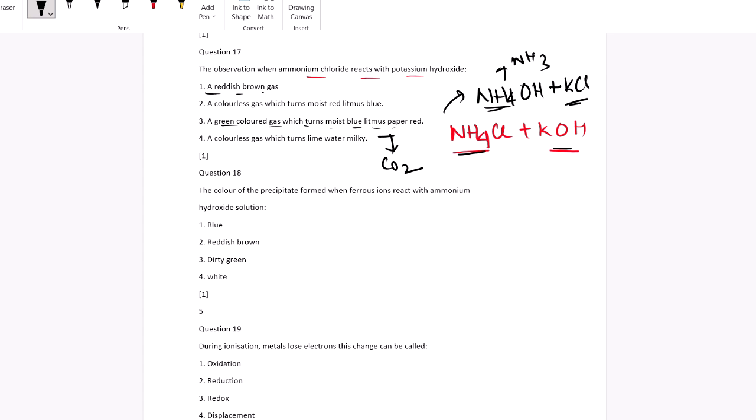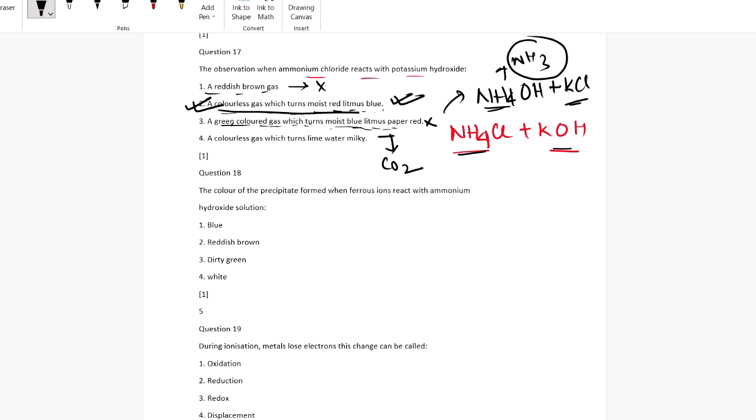Next option, a reddish brown gas, that means bromine gas, will not be liberated here. A colorless gas which turns moist red litmus paper blue. Another is a green colored gas which turns moist blue litmus paper red. As ammonia is basic in nature, it can't turn blue litmus paper red, so it will turn red litmus paper into blue. So the correct option will be 2.